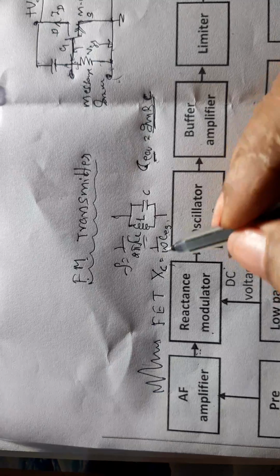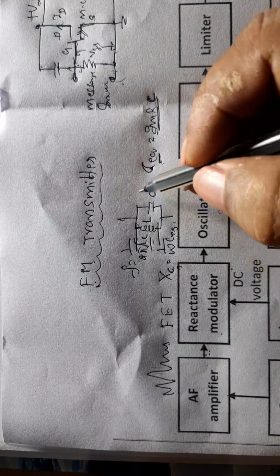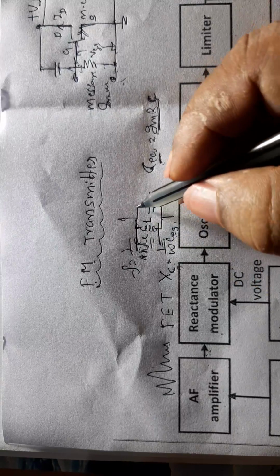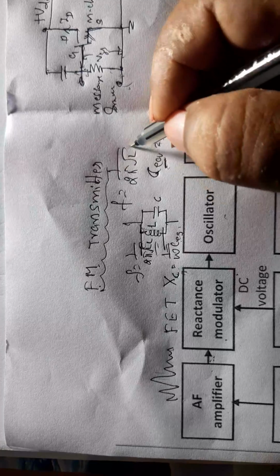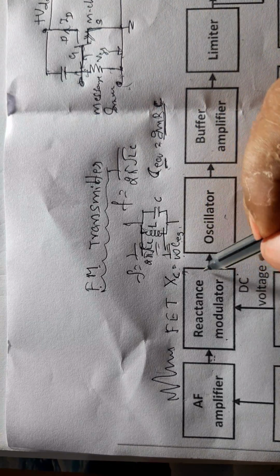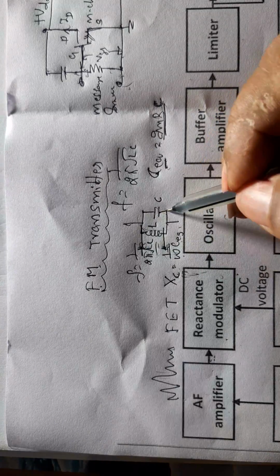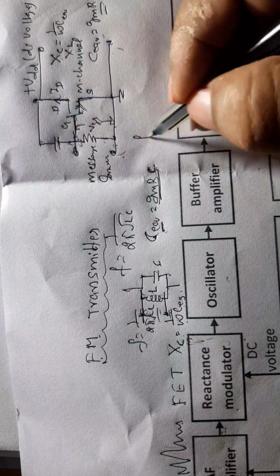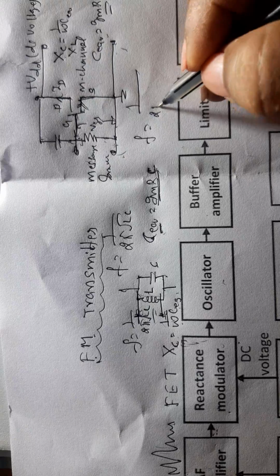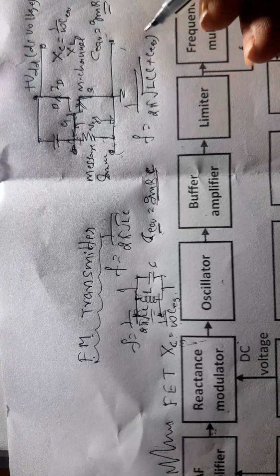When this capacitive reactance, the output of the reactance tube, is connected in parallel with this, and what is this real frequency, which is f equals 1 over 2 pi root LC. Now this C equivalent, the output of this reactance, is connected here. It is in parallel with this original C. Therefore the net resultant is C plus C equivalent. Now the frequency f becomes 1 over 2 pi root of L into C plus C equivalent.